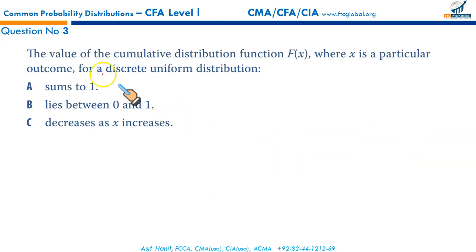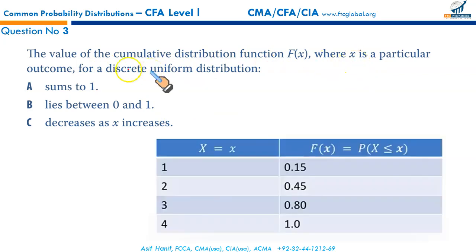Yes. The value of the cumulative distribution function F(x), where x is a particular outcome for a discrete uniform distribution, sums to 1.